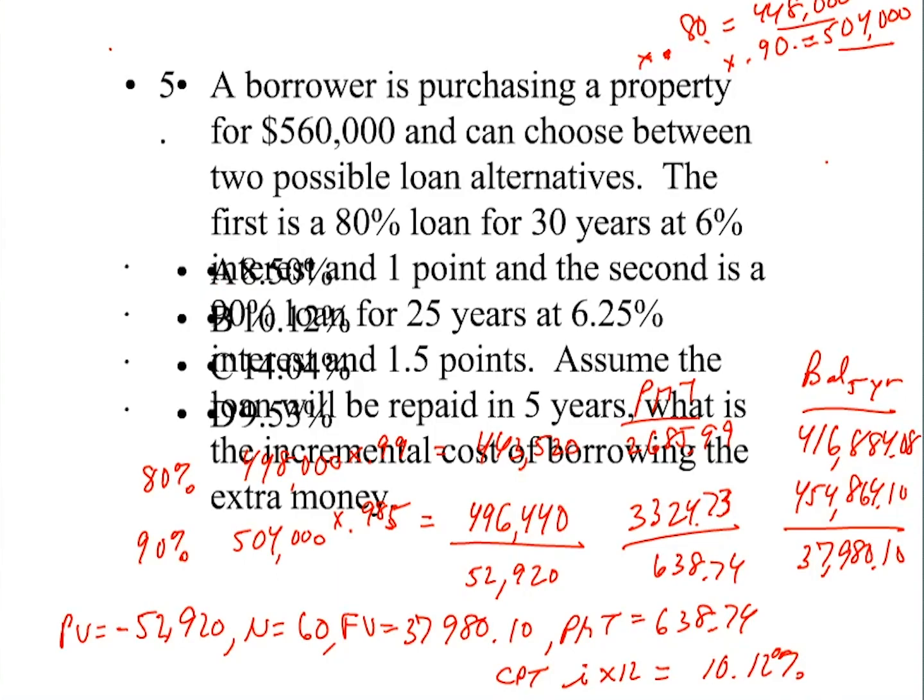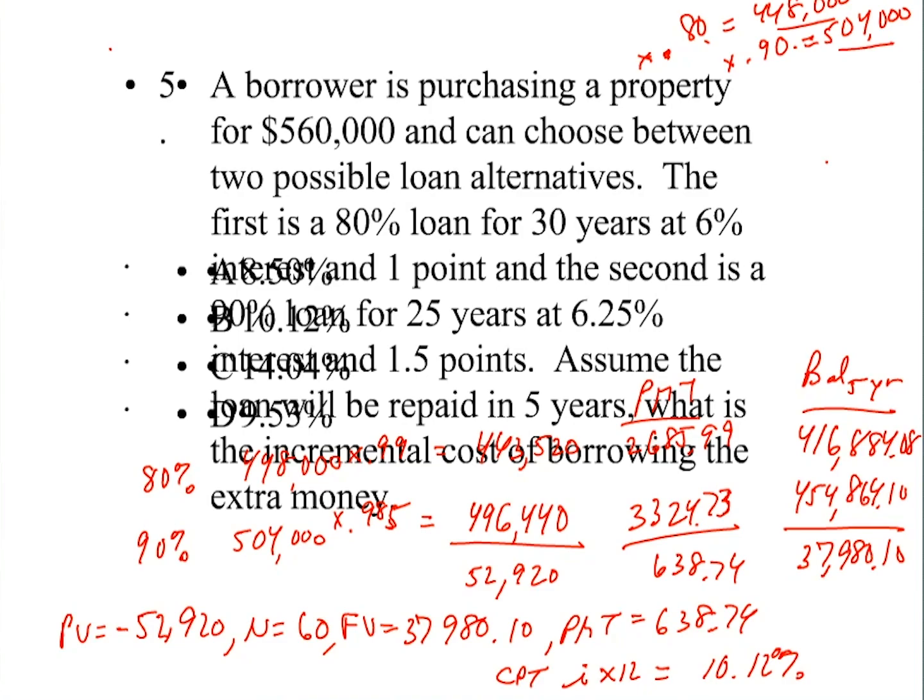This problem is one of our incremental problems. First of all, the borrower is purchasing a property for $560,000 and can choose between 2 possible loan alternatives. The first is an 80% loan for 30 years at 6%. So we see 80% of 560 is $448,000. Or a 90% loan for 25 years at 6.25% and 1.5 points. So 90% of the 560 is 504. And now we're assuming the loan will be repaid in 5 years. What's the incremental cost of borrowing the extra money?